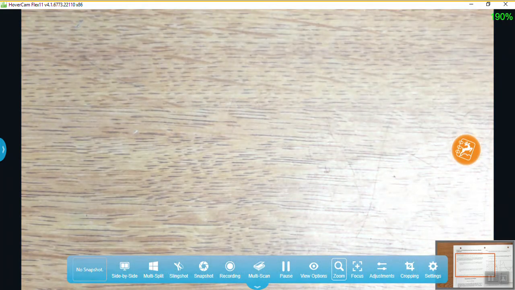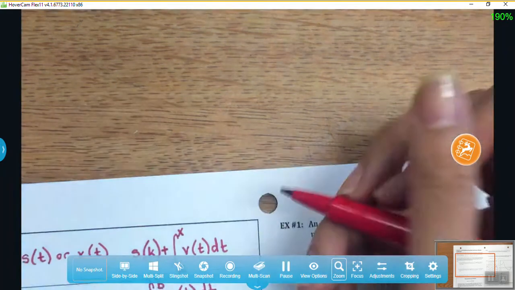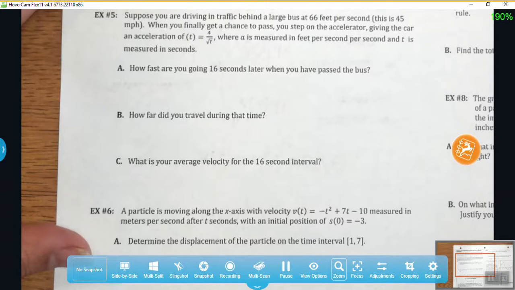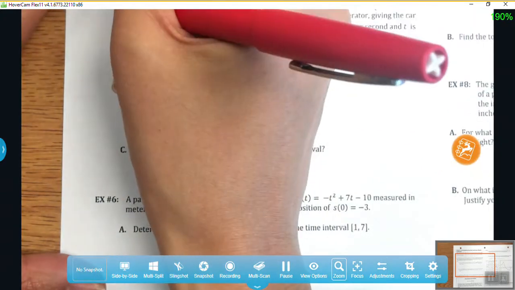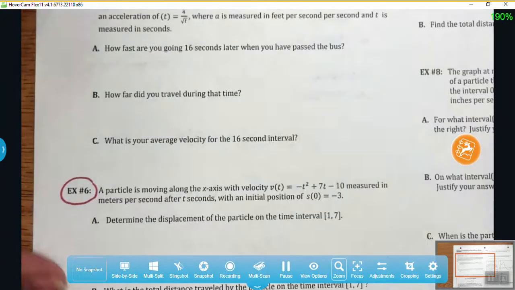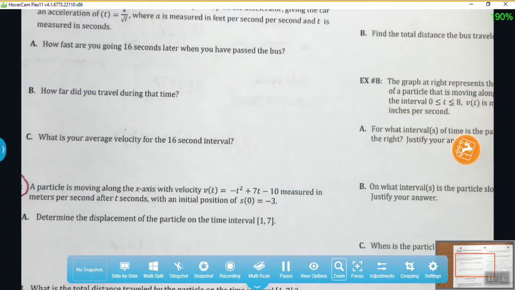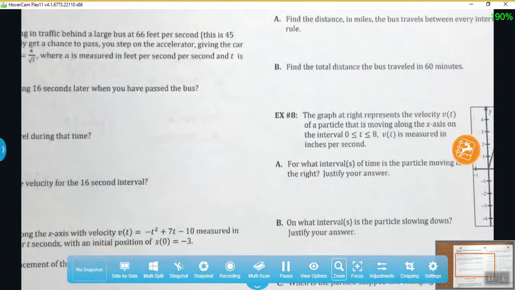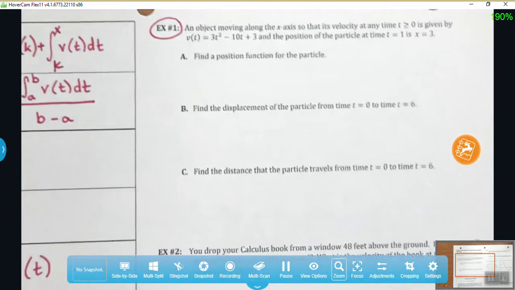Let's do example 1 together. Then you're gonna skip and you're gonna do example 5 and example 6. And then we will save 7 and 8 for later. But we won't do 4 or 3 or 2.